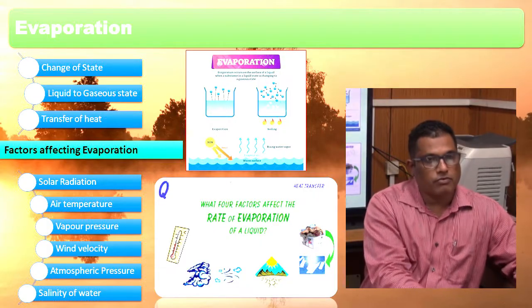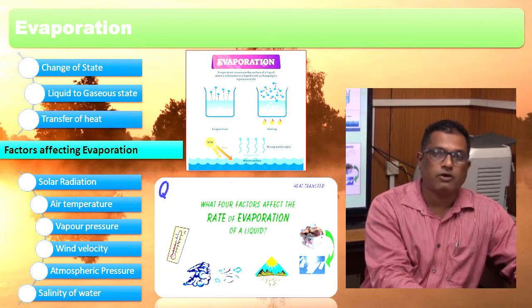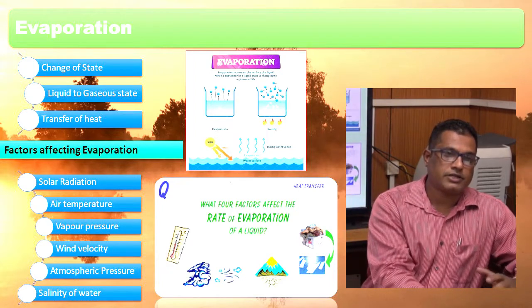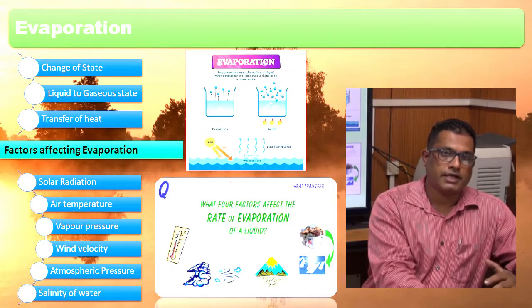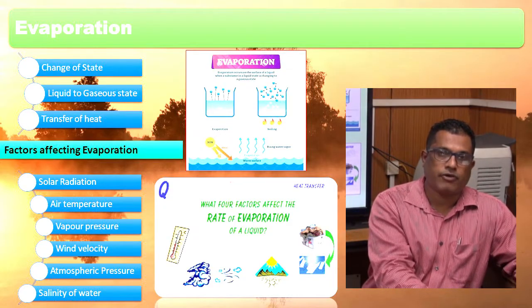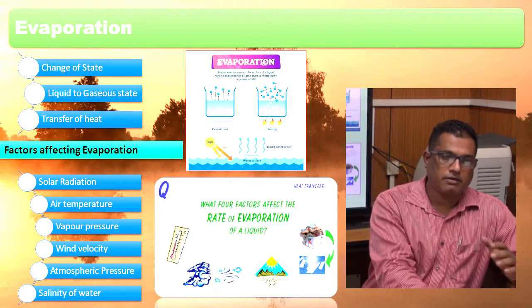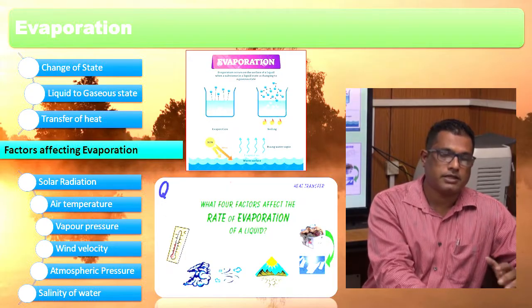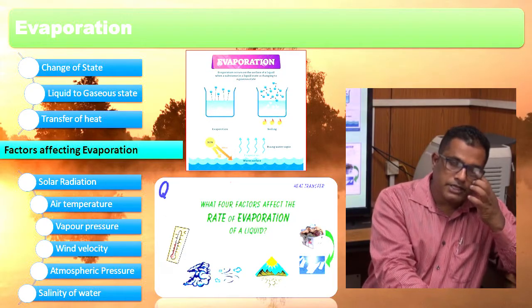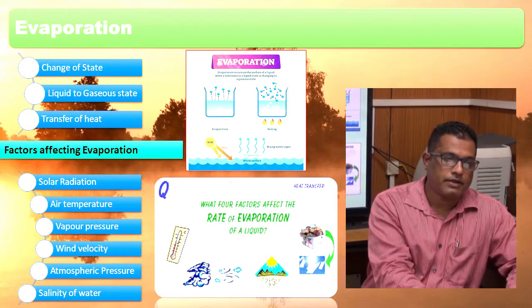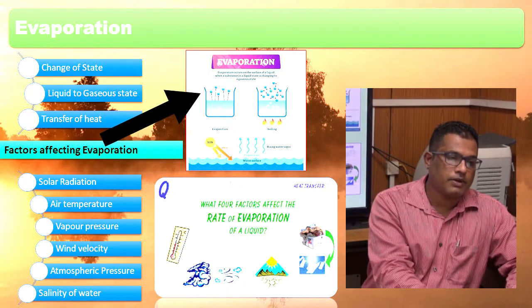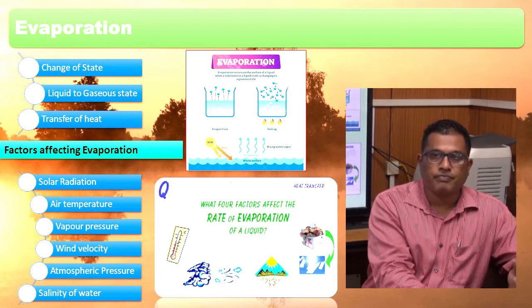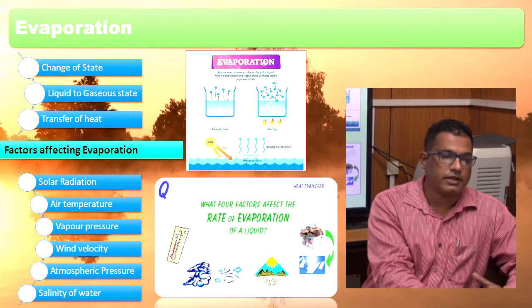Now, evaporation, as we all know, is the process in which liquid changes its phase to gaseous phase under the influence of temperature which is below the boiling point. Basically there is a transfer of heat in this process. So evaporation takes place from the land surface. As we can see from this figure, evaporation takes place through open surfaces, through the sea, lakes, and also through land surfaces wherever there is soil moisture.